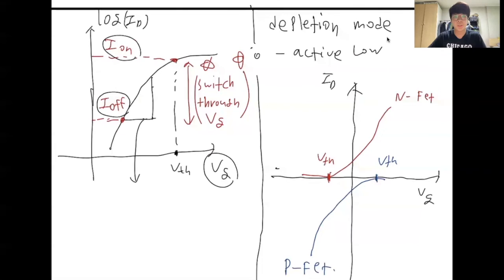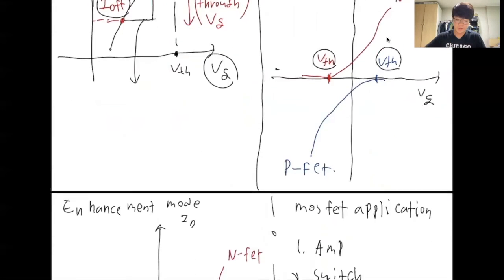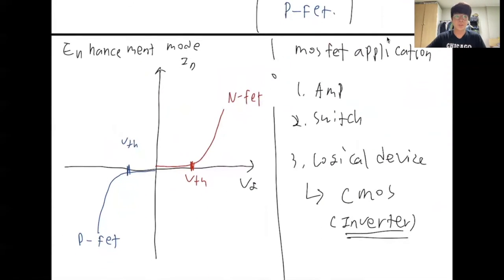There are 2 modes in a MOSFET. First of all, the depletion mode. The depletion mode is usually turned on, so the MOSFET threshold voltage is here. And for the enhancement mode, it is usually turned off, so the gate bias should be over the threshold voltage.